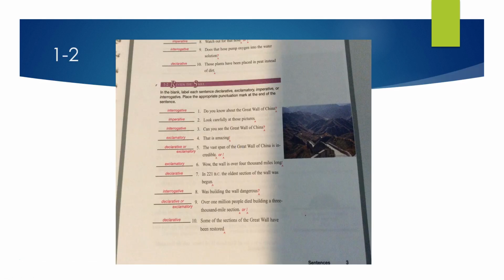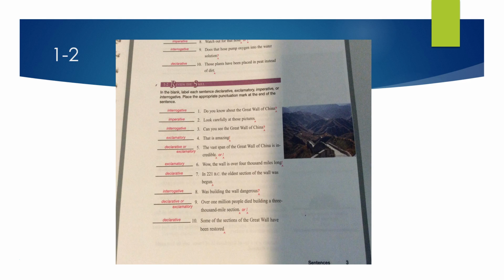Here we go. So, your answers to 1-2 right here. You need to pause it. Here they are. Number 1 is an example of an interrogative sentence where you have the question mark at the end, interrogative over there. Number 2, example of an imperative sentence, a command, look carefully at those pictures. Number 4 is an example of an exclamatory sentence. You got exclamatory over there, exclamation over at the end.